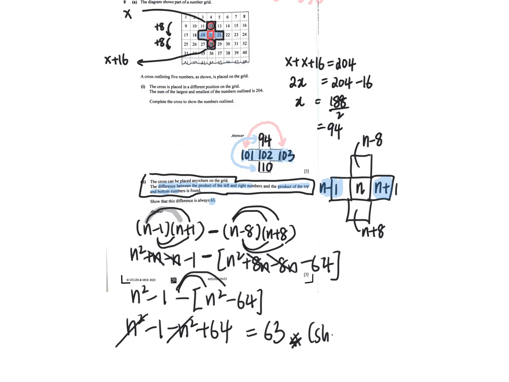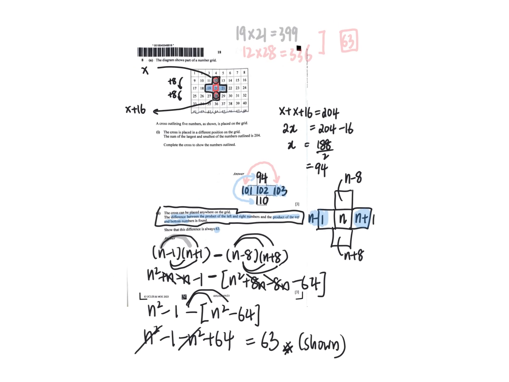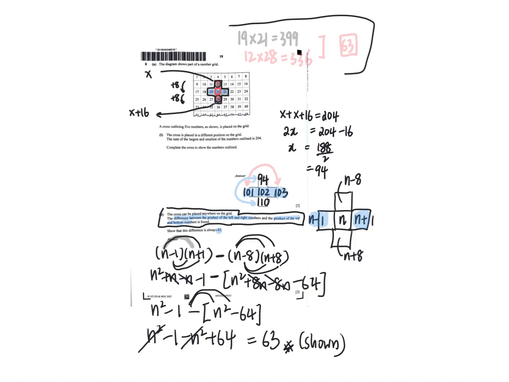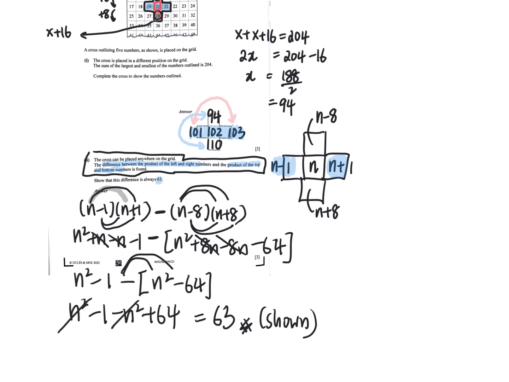Shown. So the thing is this, you cannot use the example above and say yes, it is always 63. That one is for one example only. If you use algebra, you are proving for all examples. So you need to use algebra to show this. Okay? So number patterns, you just follow their instruction. Usually it is just like that.